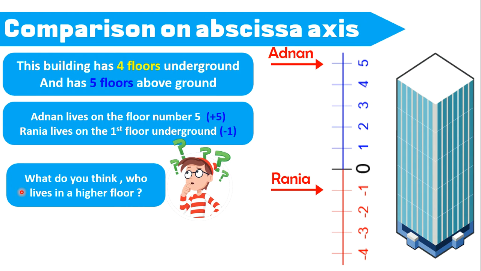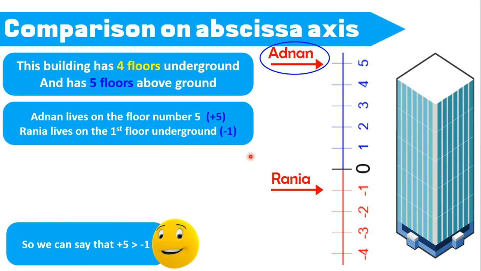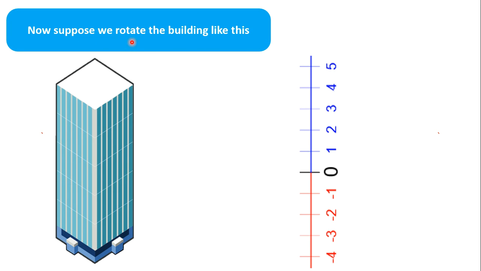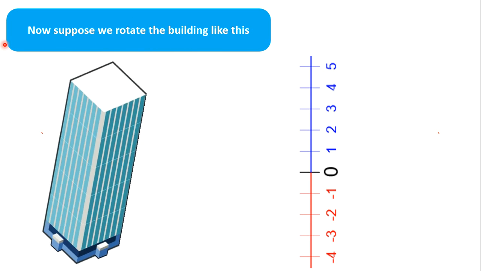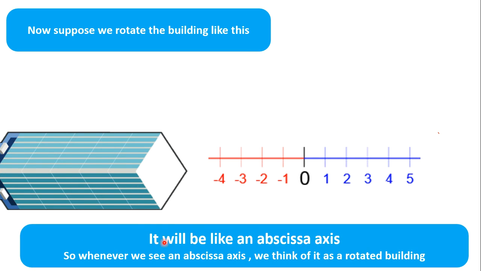What do you think? Who lives on a higher floor? Sure, Adnan lives on a higher floor because he is above Rania. So we can say that +5 is greater than -1. Now suppose we rotate the building like this. It will be like an abscissa axis. So whenever we see an abscissa axis, we think of it as a rotated building.